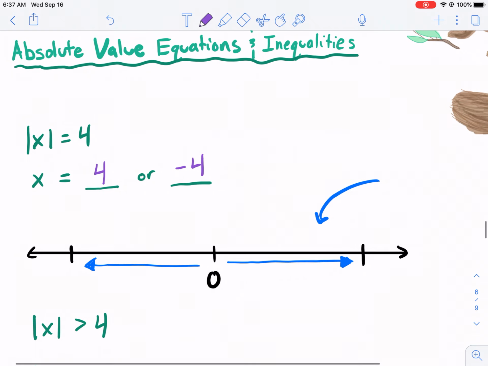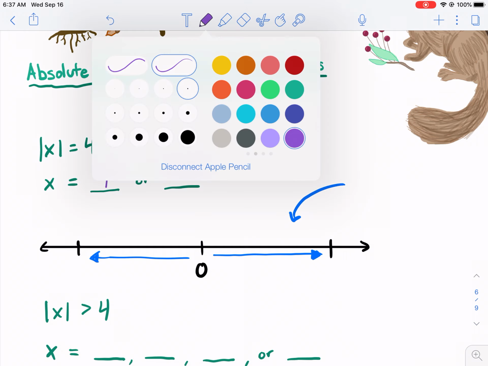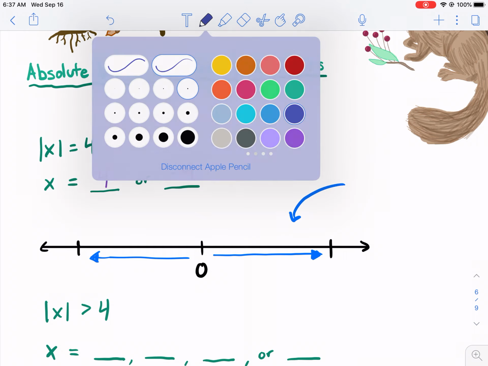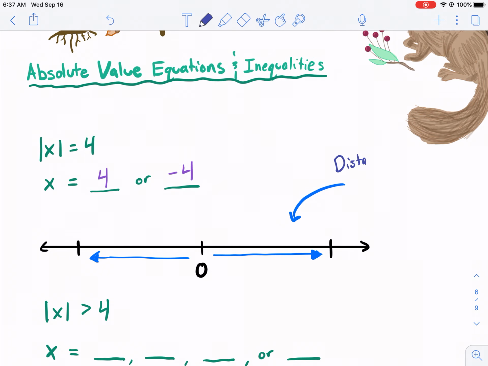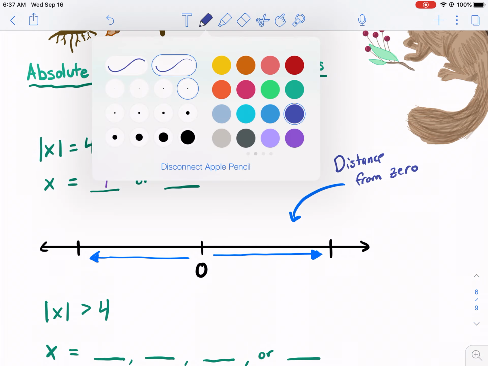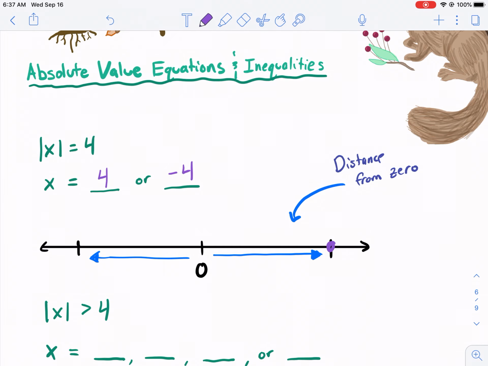Now, what does absolute value actually mean? Well, absolute value is the distance from 0. That's why there's two answers, distance from 0. If we were to plot these 2 points, there would be 4 and there would be -4. So this is essentially saying, what 2 points are a distance of 4 from 0, and that is 4 and -4. Both are 4 units away from 0.